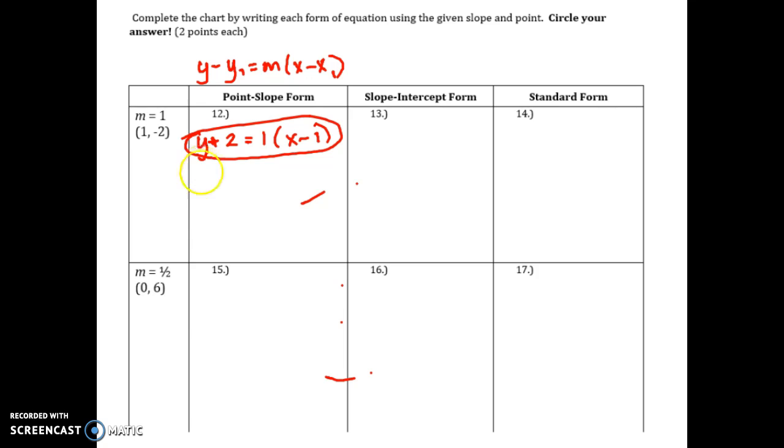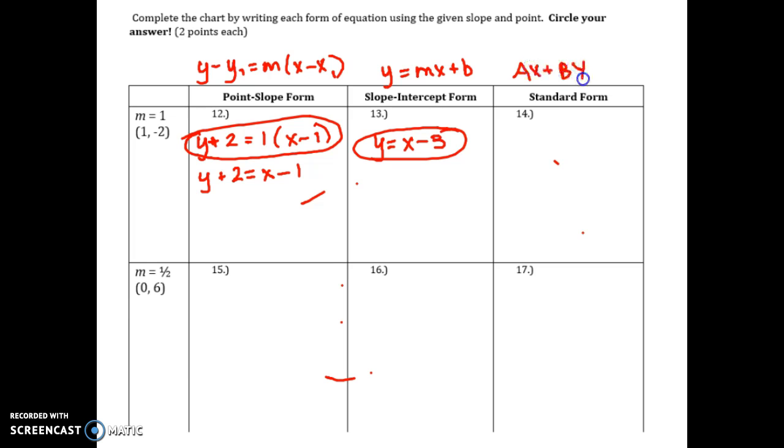To get to slope-intercept form, we're just going to distribute, and we get x minus 1, and then we subtract 2 from both sides, and we end up with y is equal to x minus 3. Okay, that's slope-intercept form, y equals mx plus b. All right, standard form is ax plus by is equal to c.